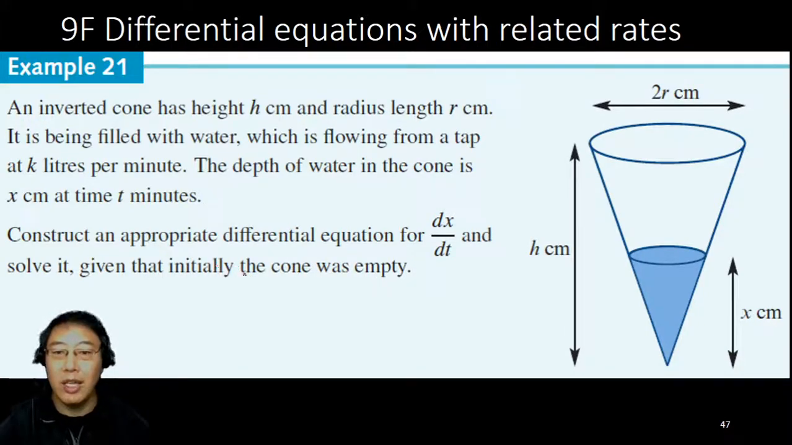So given that initially the cone was empty, that's important information. It means that x at t equals 0 will be equal to 0. That will help you to determine the constant after you anti-differentiate. Okay, probably pause here, try to set up as many equations as you can.